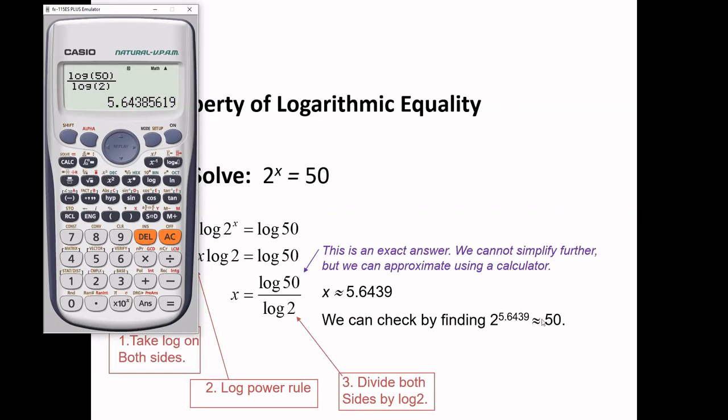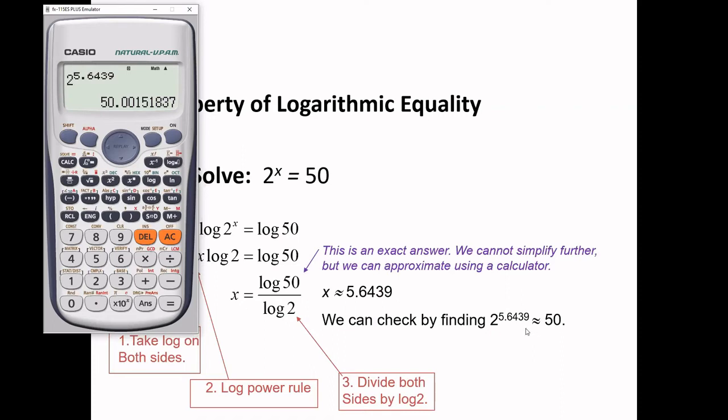Now, you can check this by using this problem right here and seeing if it's correct. Well, let's do that. 2 to the power of 5.6439, equals, rounds off to 50. And that's why we say it's approximate.